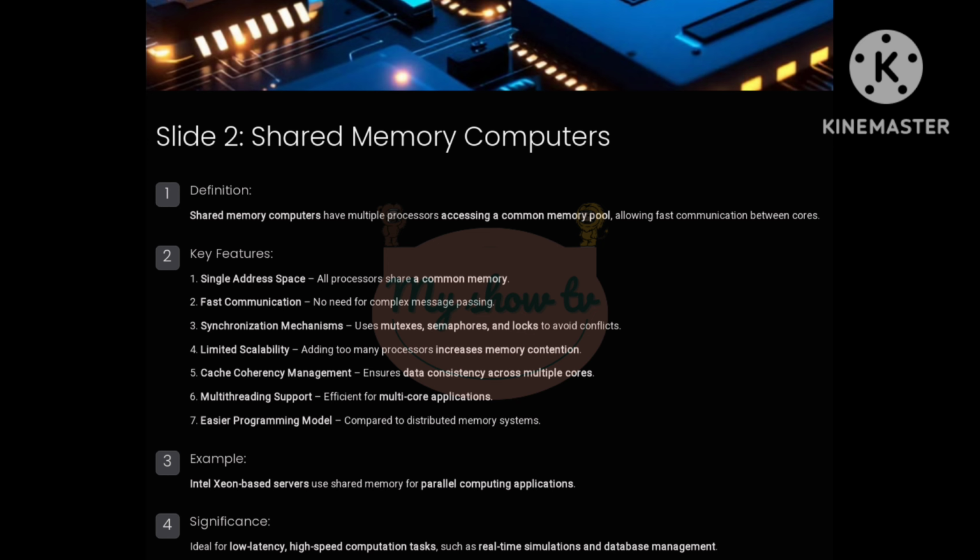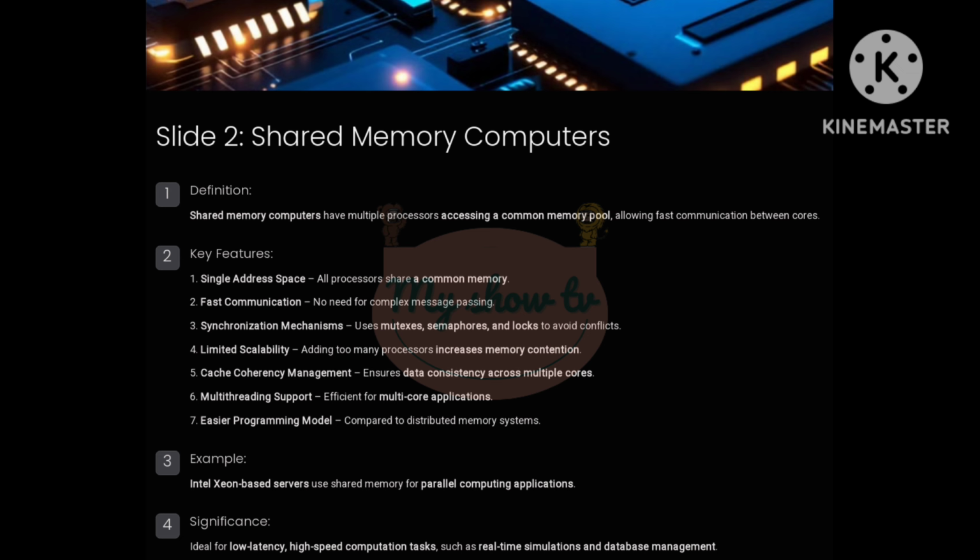5. Cache coherency management. Each core has its own cache, so shared memory systems must ensure data consistency across all cores. 6. Multithreading support. Efficient multithreading allows better utilization of CPU cores. 7. Easier to program. Compared to distributed systems, shared memory programming is more intuitive because there is no need for explicit message passing.